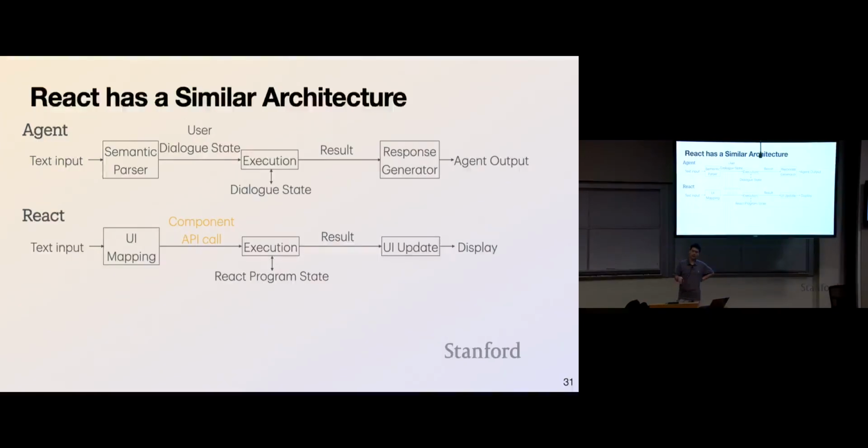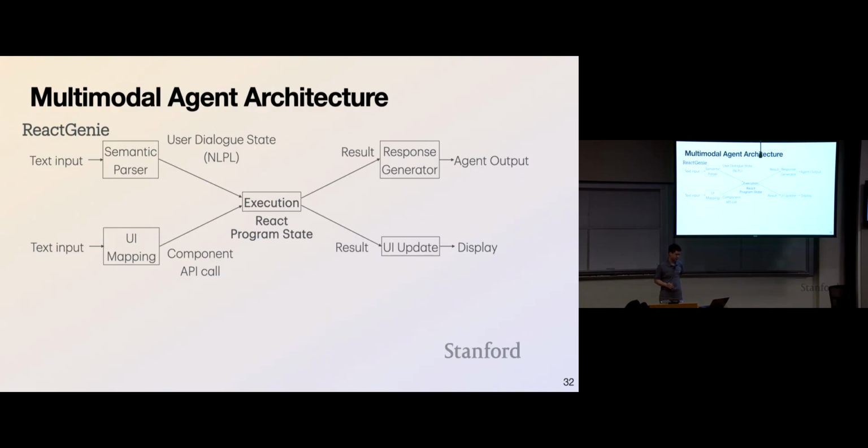And in React, typically what happens is, when you tap on something, the UI responds, something gets changed, and then the state gets changed, and the UI automatically gets updated and shown on the display. So React Genie combines the two. The input can be text, it can also be touch. Or actually, this one should be UI input. But the UI input is mapped to the same execution state, where we use React to manage the program state, and the result is both rendered as text through a response generator and through UI updates, so that when needed, I can update the UI to let the user know.